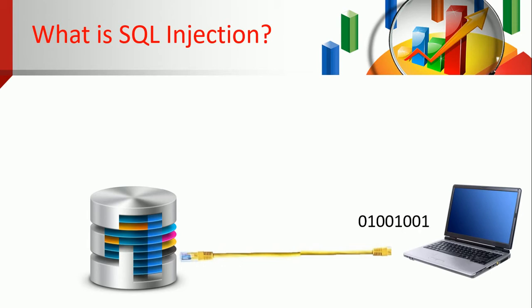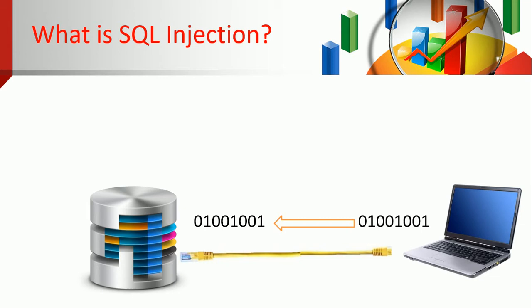In simple words, the user sends the username and password in binary bits to a database. The database authenticates the username and password against its tables, checking whether this username exists. If it exists, it checks whether the password is correct or not. If the password is correct, then it grants access to that user.